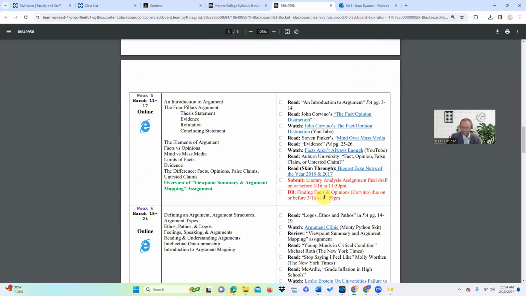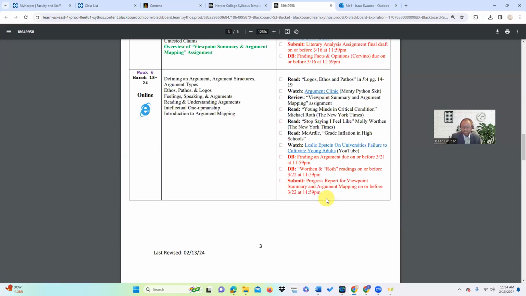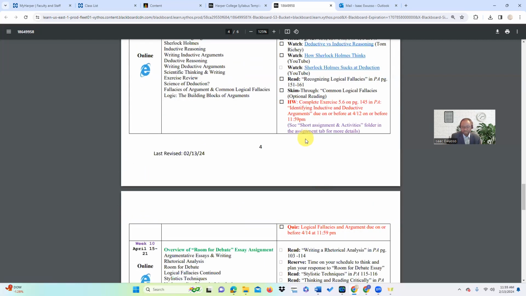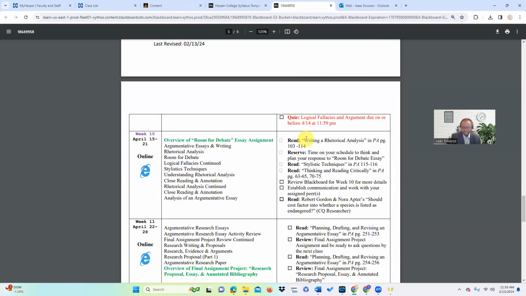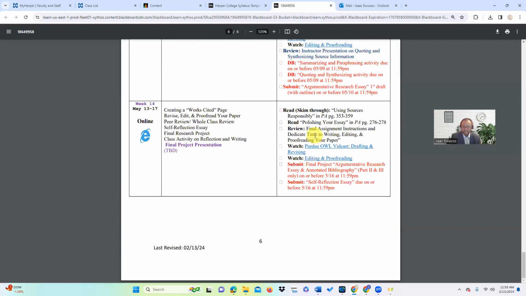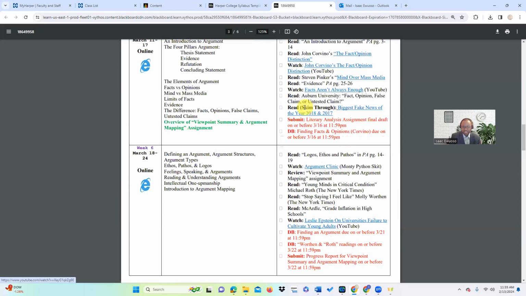All the dates are given here, and what you do with the date is up to you. If you want to put it on your Google Calendar, that's up to you. If you want to write it down in a journal, that's up to you. If you want to print this and have it in a folder and look at it every week, that's up to you. Maybe that would help you stay organized. Good for you. Go for it. I recommend it. So that's about it for the course calendar.